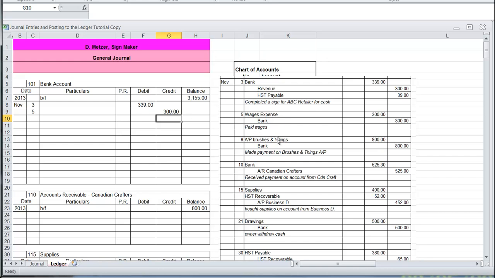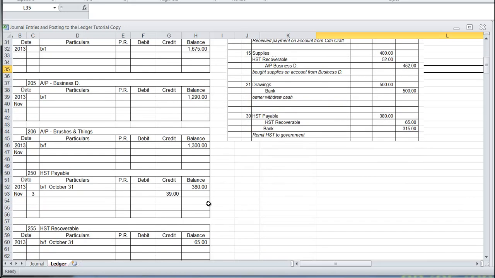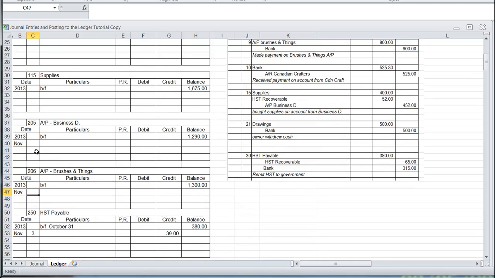Next one, account payable, Brushes and Things, for $800. And also bank was $800. So we're right here at the bank right now. So this is the 9th and a credit to bank of $800. And so we would scroll down to account payable, Brushes and Things, and this was from November 9th. And we're paying off some of that account payable, $800. And so we would debit this $800.